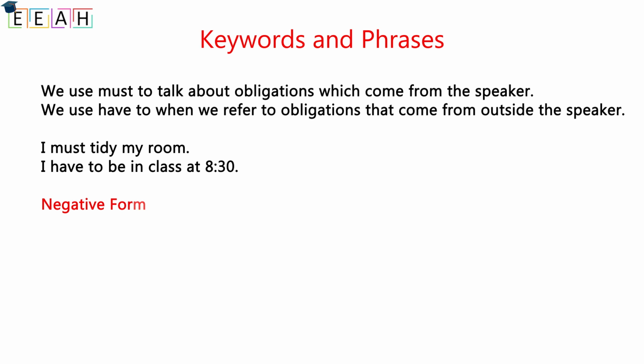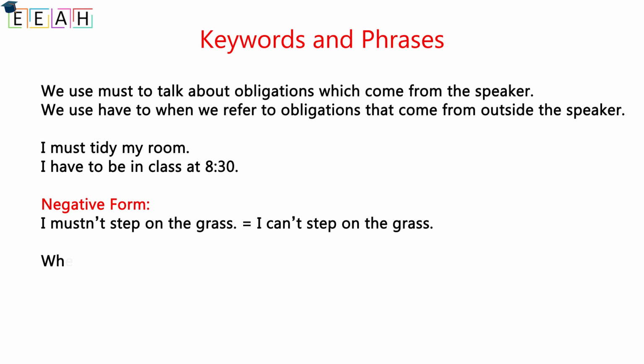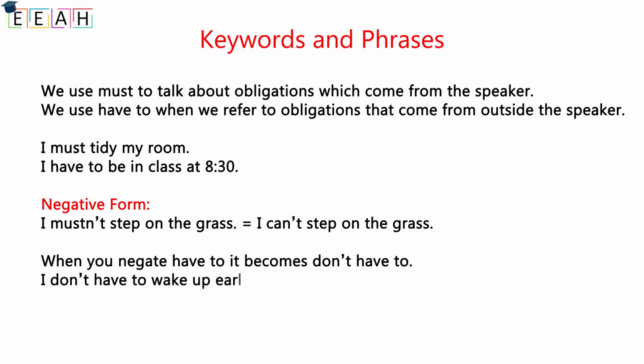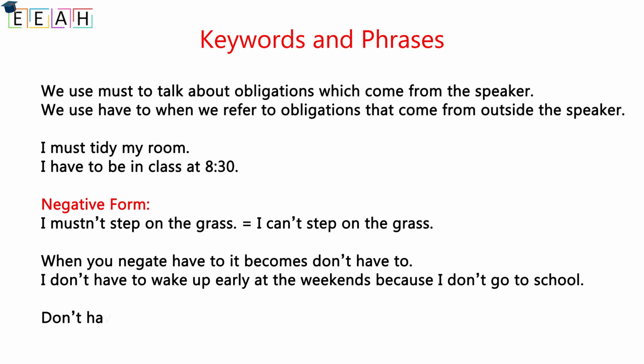When you want to negate, you say, I mustn't. I mustn't step on the grass. The negative form of must expresses a rule, something prohibited. I mustn't step on the grass is the same as I can't step on the grass. When you negate have to, it becomes don't have to. I don't have to wake up early at the weekends because I don't go to school. So don't have to means not necessary.